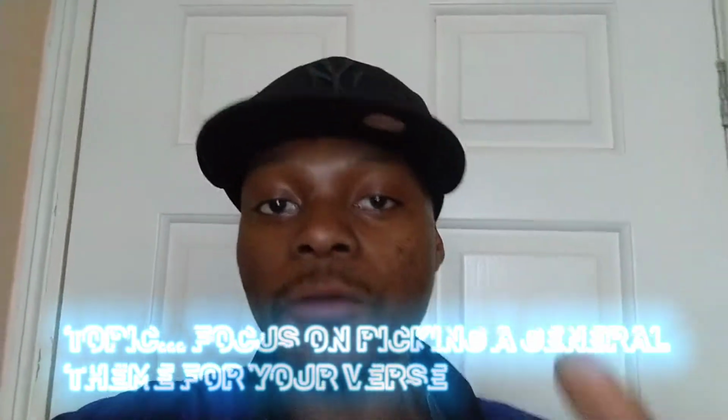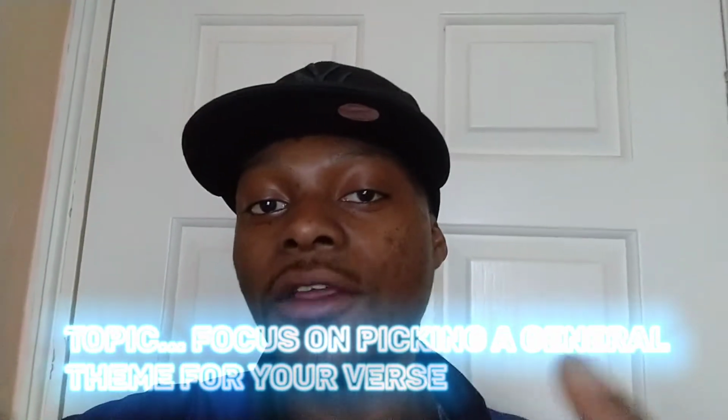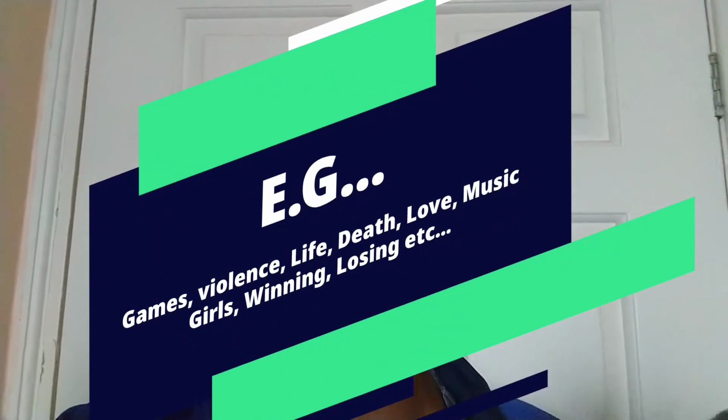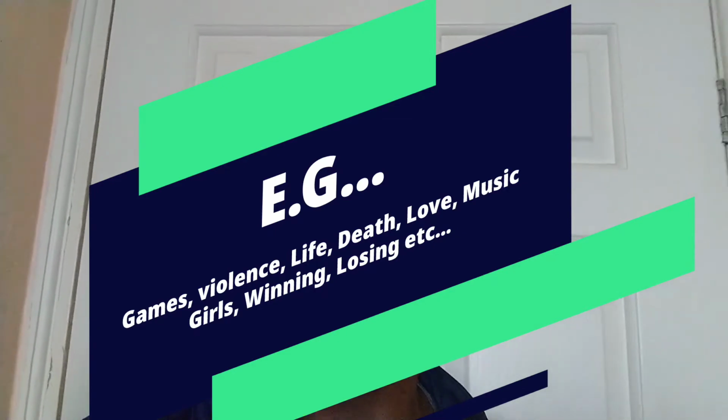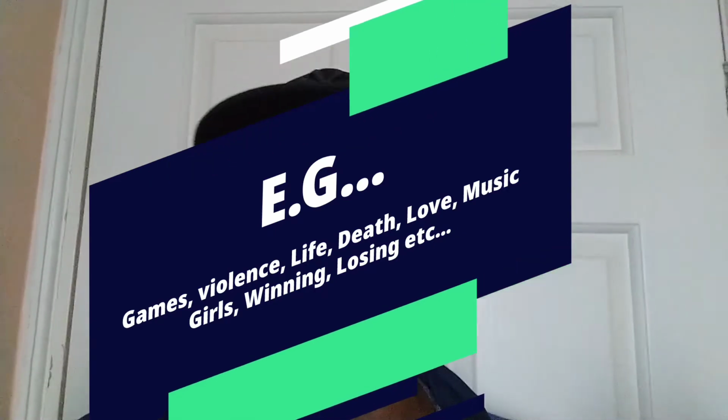Now when it comes to picking a topic, instead of picking a very specific topic that you've zoomed in on and microscoped and properly focused on, pick a more general theme for a verse. Don't worry about a specific topic, pick a general theme. Because when you pick a general theme, you're more free. There's more space to write your bars. You're not trapped and you're not restricted to one single thing that you can write about. A general theme is something like life, society, violence, death, love, relationships, whatever. All these things are just examples of general themes.